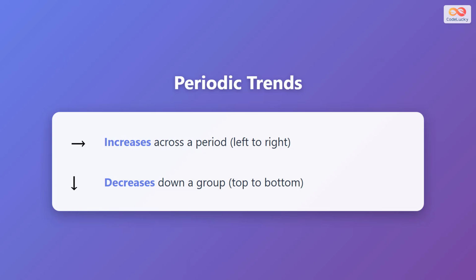Electronegativity follows predictable trends across the periodic table. As you move from left to right across a period, electronegativity increases. This means elements on the right side of the periodic table attract electrons more strongly. Conversely, as you move down a group from top to bottom, electronegativity decreases. So elements at the top of the periodic table are more electronegative than those at the bottom. These trends help us predict how different elements will behave in chemical reactions.